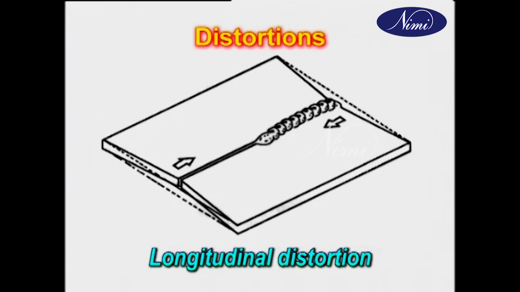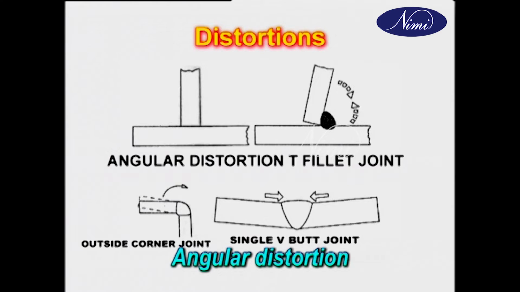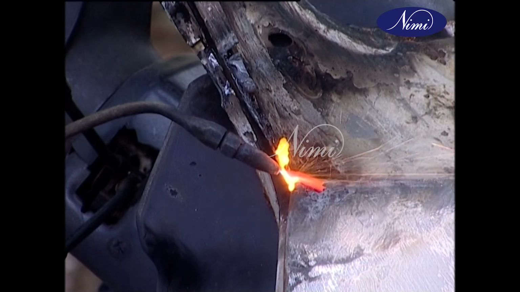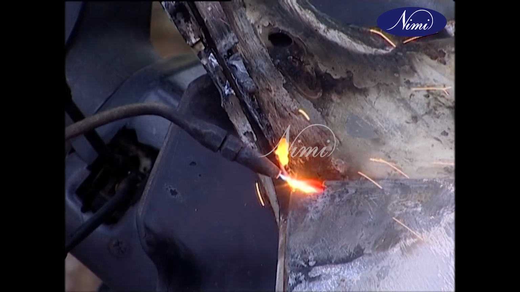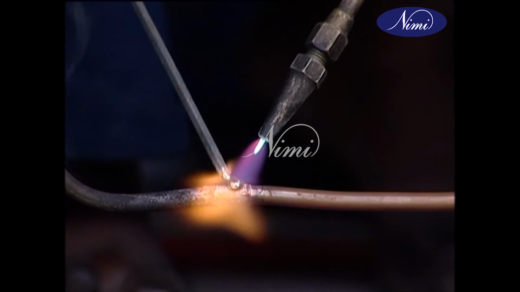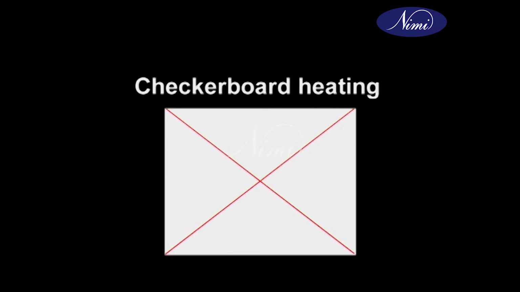They are longitudinal distortion, transverse distortion, and angular distortion. The most common distortion removal technique is to use a flame. In pipe needle heating, heat is applied along two short lines crossing each other. In checkerboard cross directions heating, heat is applied along a pair of two lines crossing each other.